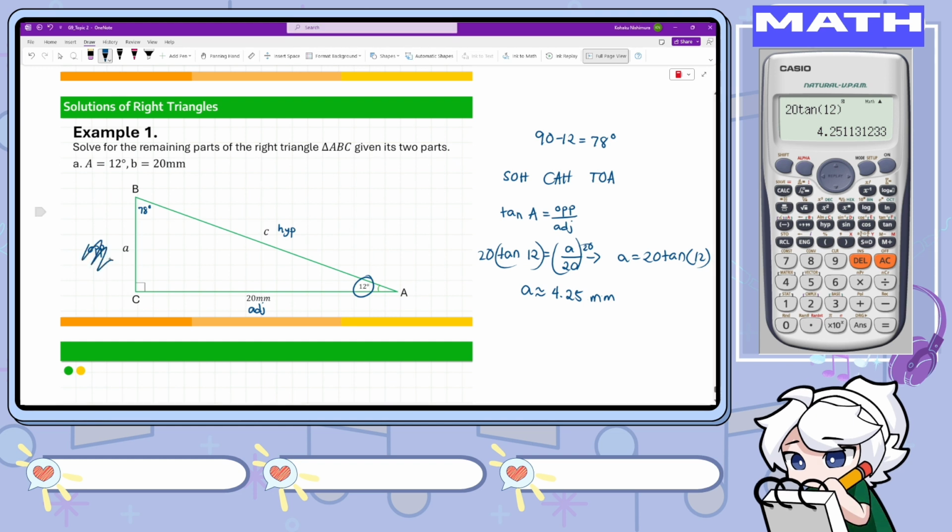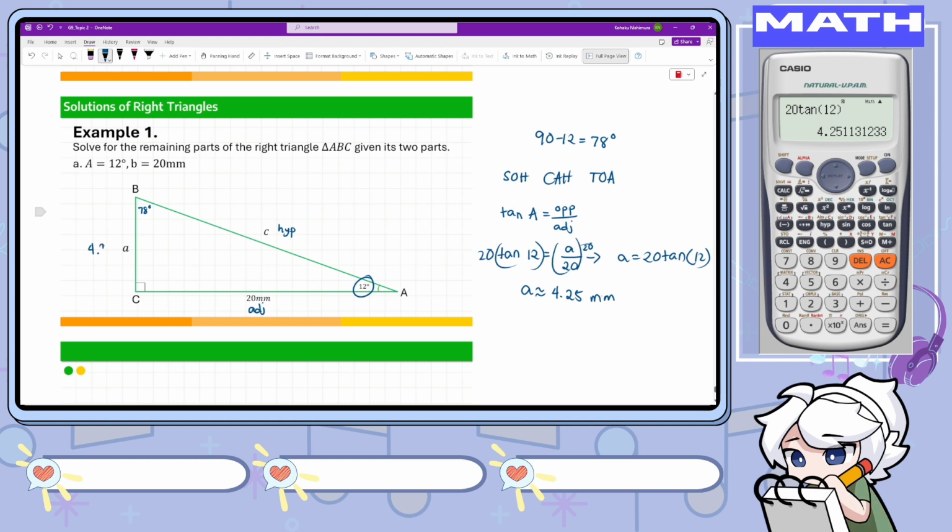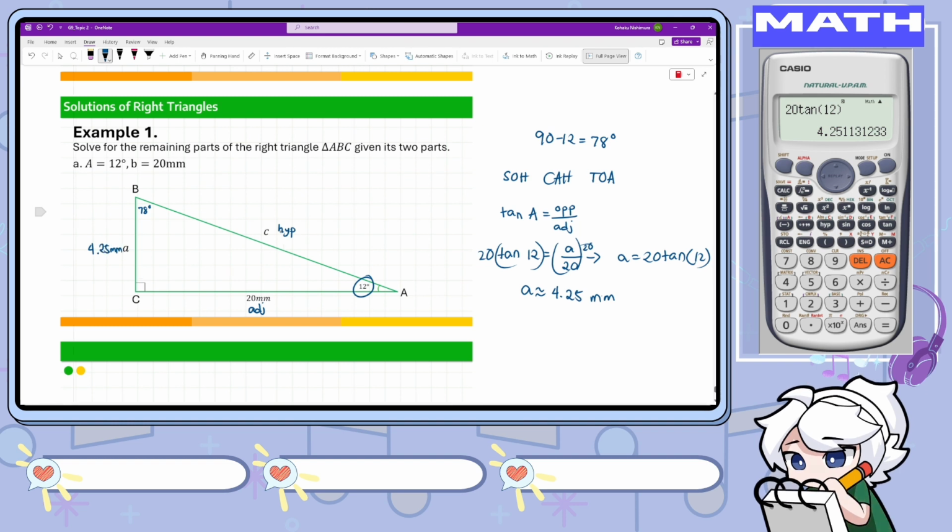So now we have this. Let's replace this with 4.25. But now, what we are missing is the hypotenuse. So let me clear up this one. Without using opposite, what is the trigonometric ratio wherein adjacent and hypotenuse are mentioned at the same time? It's cosine. Very good. So using cosine, A is adjacent, wherein we have the value over hypotenuse being C.